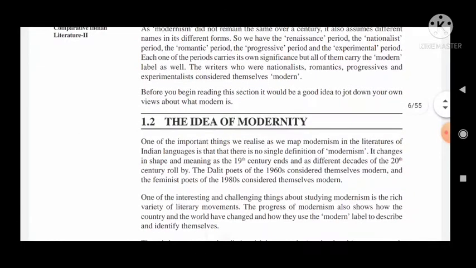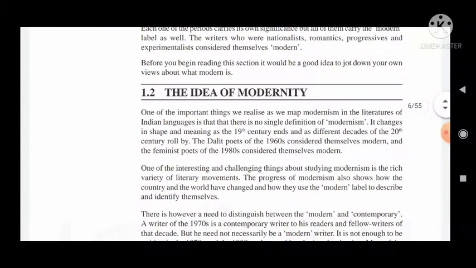Before you begin reading this section, it would be a good idea to jot down your own views about what modern is. Already I have told you modernism is divided into two types, that is, past modernism and postmodernism. The idea of modernity. One of the important things we realize as we map modernism in the literatures of Indian languages is that there is no single definition of modernism.